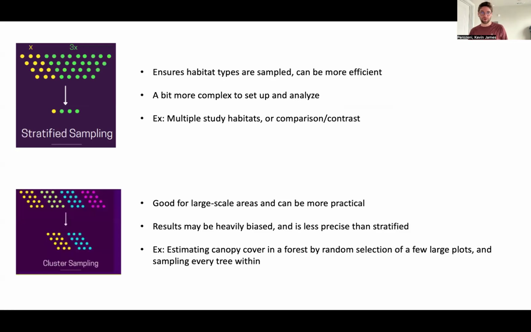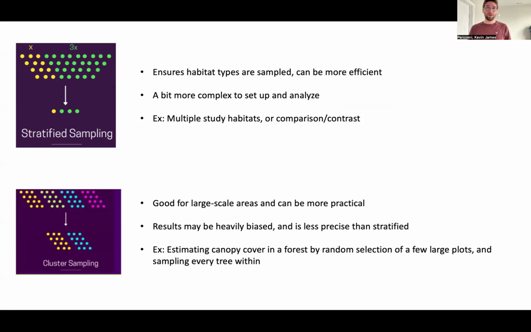Then the next two are stratified sampling and cluster sampling. So stratified, you're breaking things down. Let's say you want to do a multi-study, like multiple study habitats. You want to look at forest, grassland, wetland, and there's 33% wetland, 33% forest and 33% grassland. And so you would break up your samples to make sure that each of them got a third of the samples you're going to do.